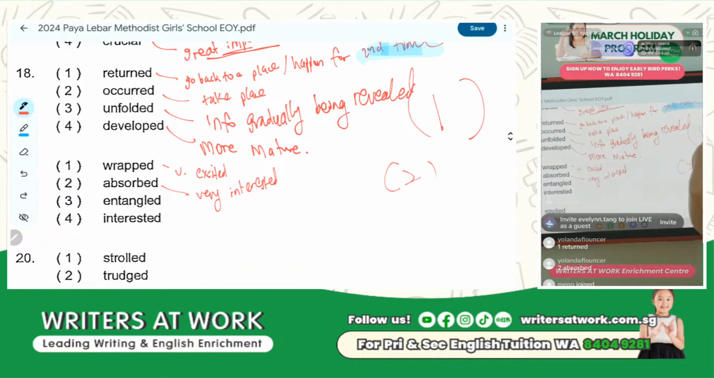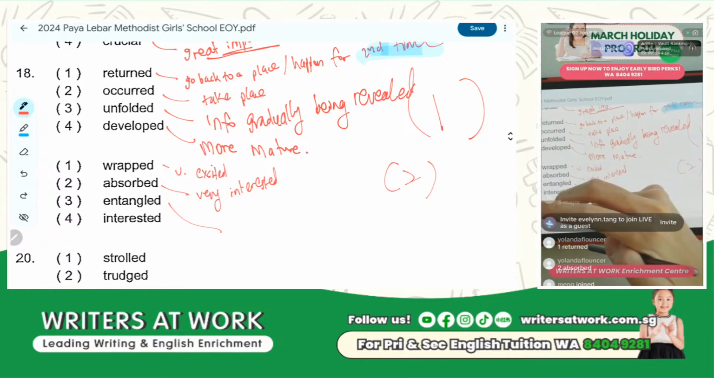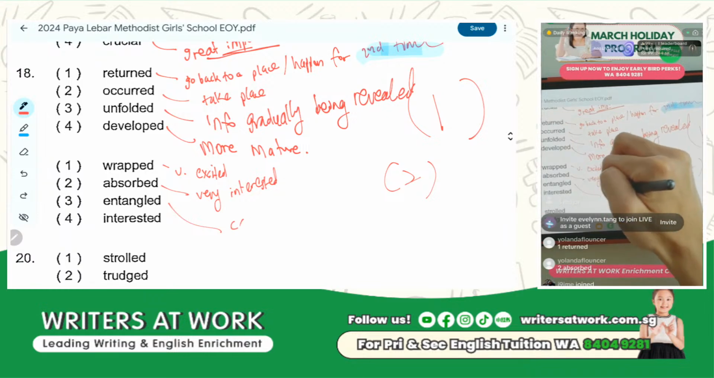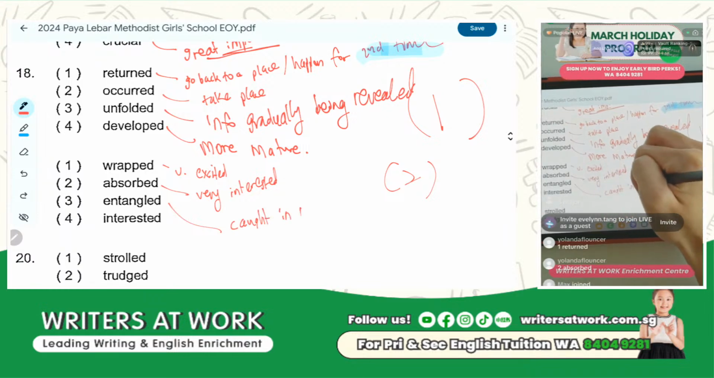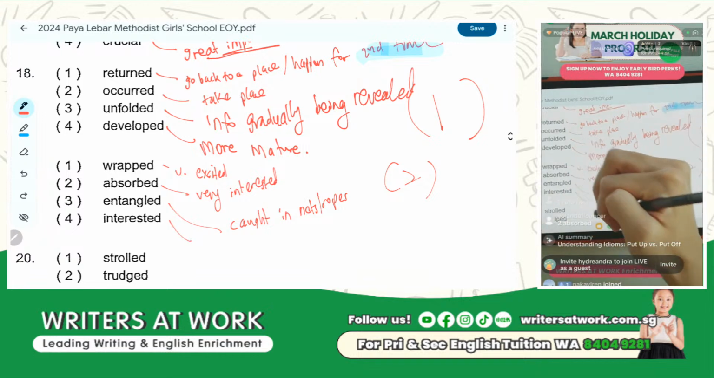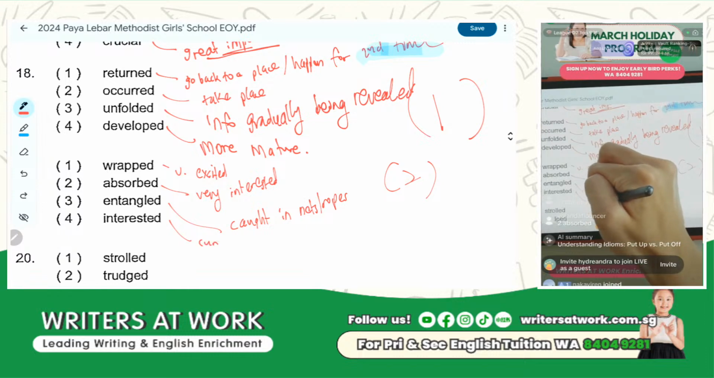So here, this is our answer. Now let's take a look at option 3 and 4 as well to learn. Option 3, when you are entangled, it means that you are caught in nets and rope. So when we talk about someone being entangled in a situation, it means that it is a very difficult event. You cannot escape very easily. Okay, last one, interested. Means that you are very curious about something.